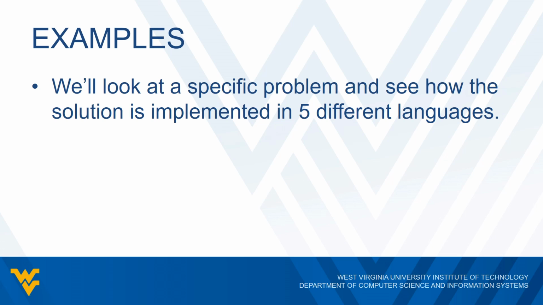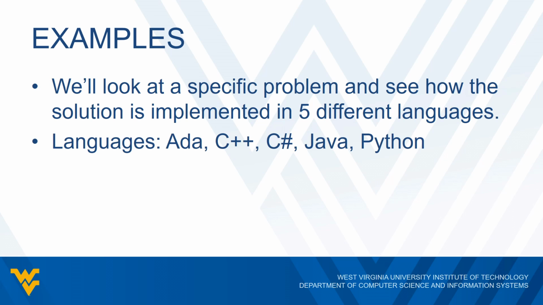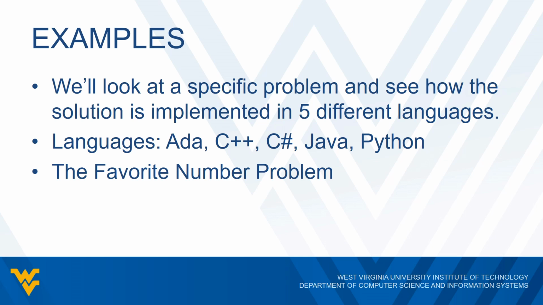The way we're going to do that is we're going to look at a very specific problem, and we're going to look at how to implement the solution to this problem using 5 different languages. These will be Ada, C++, C#, Java, and Python. We're going to take a look at what's called the favorite number problem. Now, this isn't a famous problem or anything. It's just a problem that we've called that.